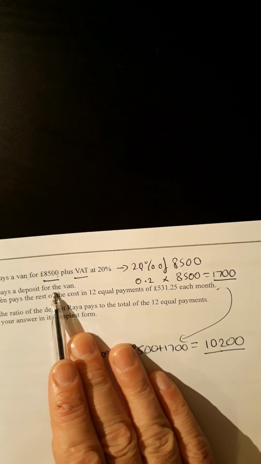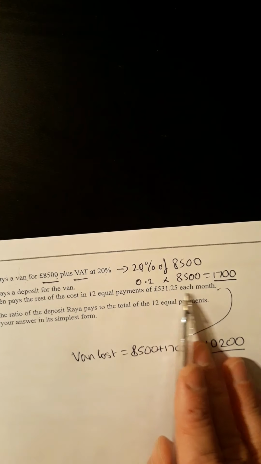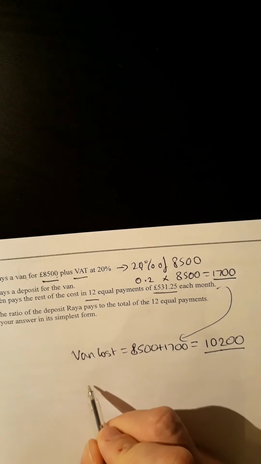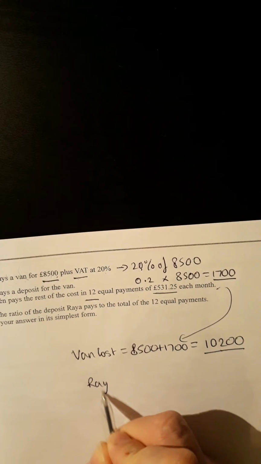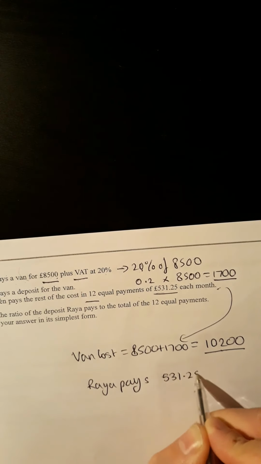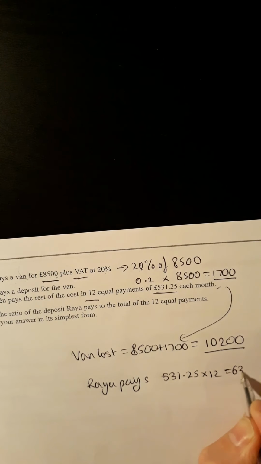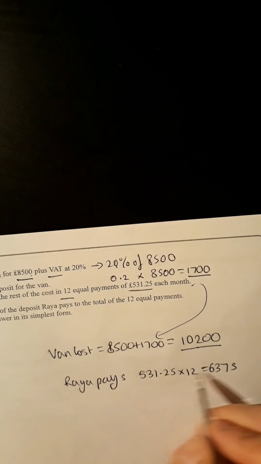Rhea pays a deposit for the van, then she pays the rest of the cost in 12 equal payments of £531.25 each month. 12 equal payments. So Rhea pays 531.25 times 12. Let's just work that out. 531.25 times 12 gives us £6,375. Okay, so that's how much she's paid.